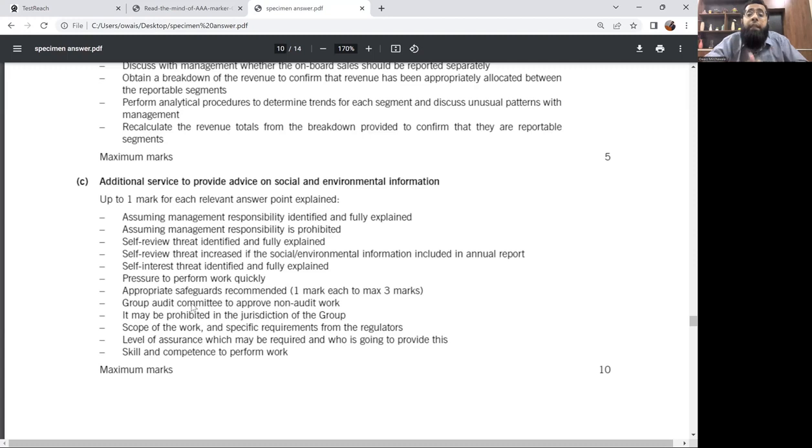Sir, how will we predict what is included in the marking scheme? See, this is practice. With practice, you will gain an understanding about the examiner's thinking approach.